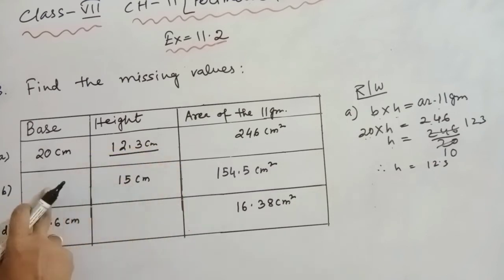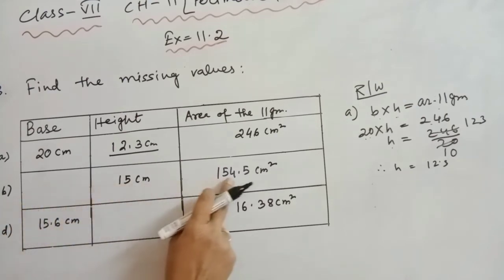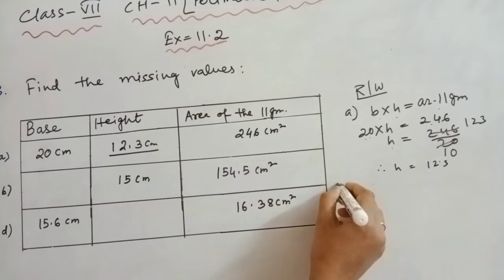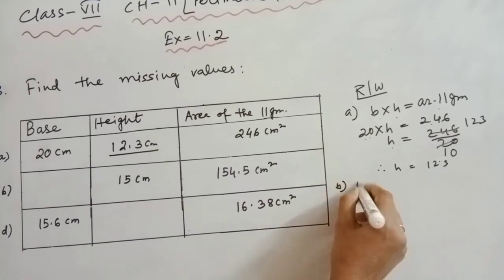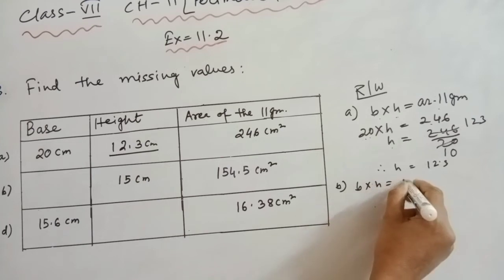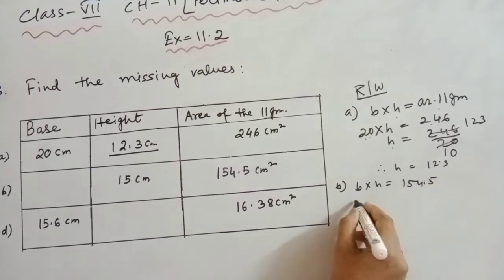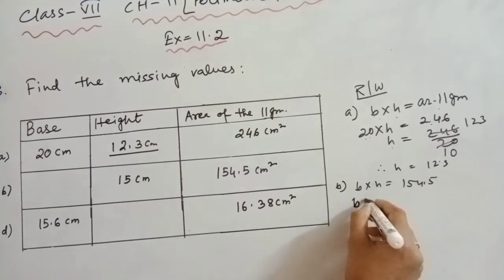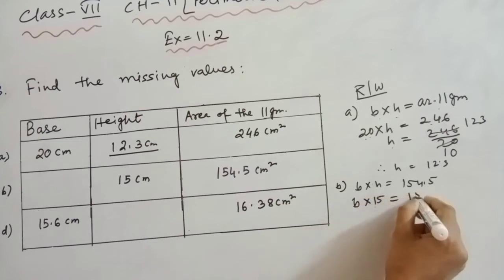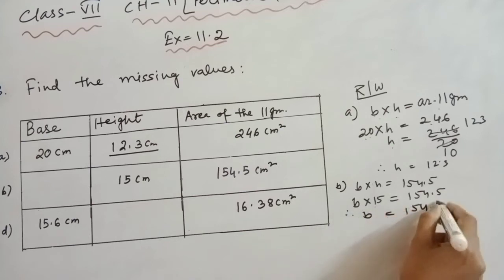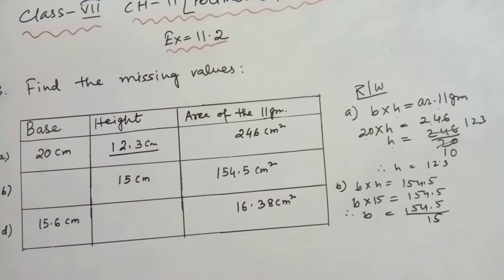Next one, same way, question number B. Here height is given and area of the parallelogram is given. That means if you divide the area of the parallelogram by the height, you will get the base. Same question number B. Base into height is equal to 154.5 centimeter square. Now base is missing, so base into 15 is equal to 154.5. Therefore base is equal to 154.5 by 15. Cancel it and you will get the value of the base.